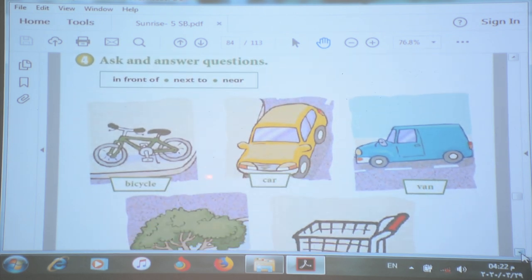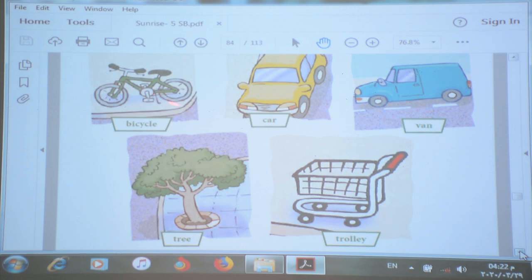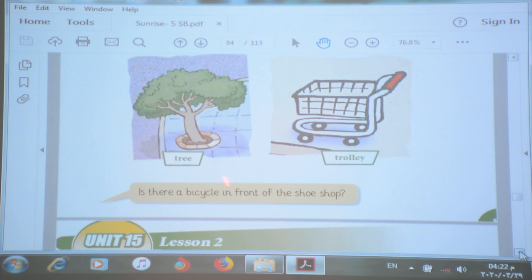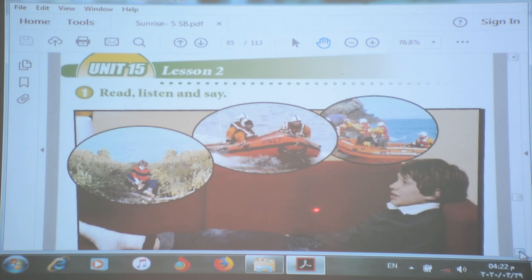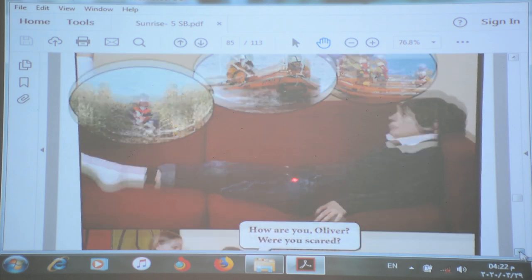There are some pictures. The first one is bicycle. Second one is car, van, tree, trolley. Is there a bicycle in front of the shoe shop? You can say yes, there is, or no, there isn't. Unit 15, lesson 2. And there is a conversation here.